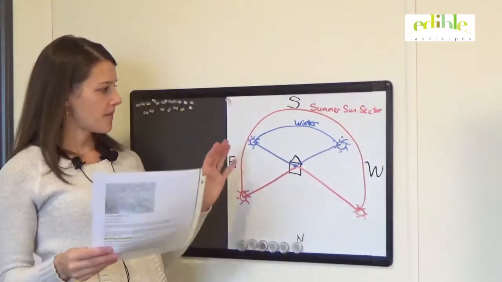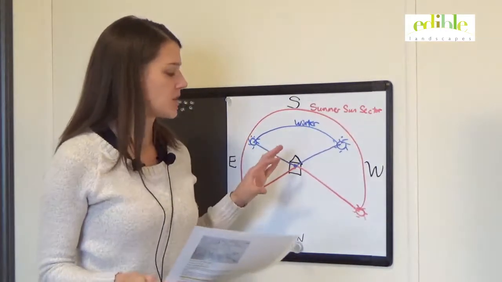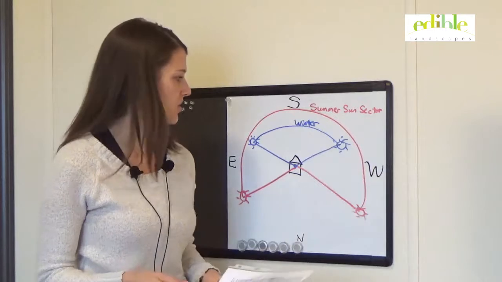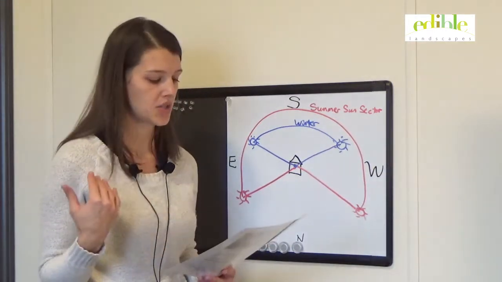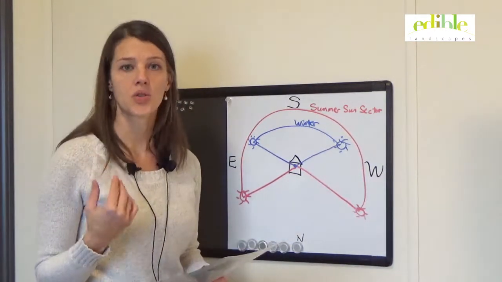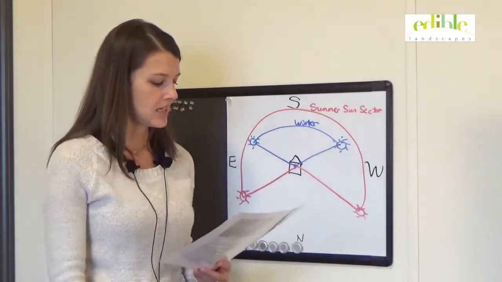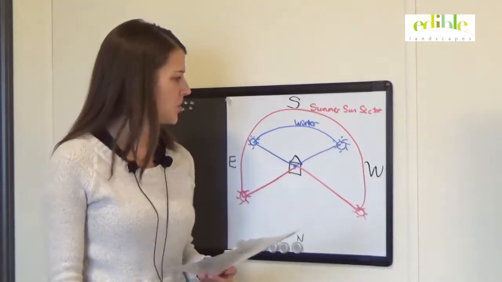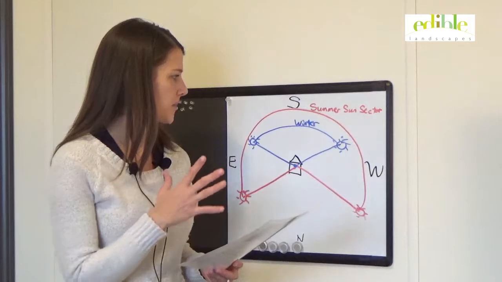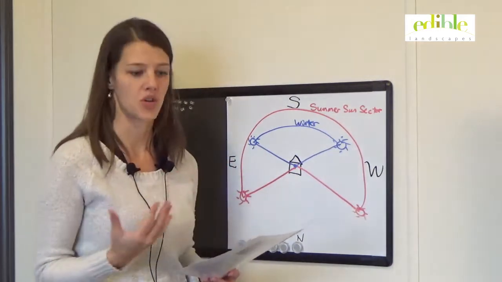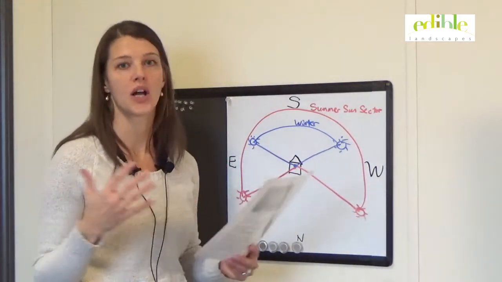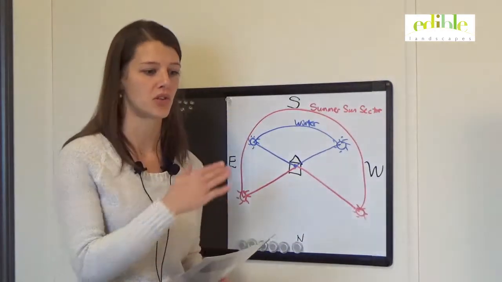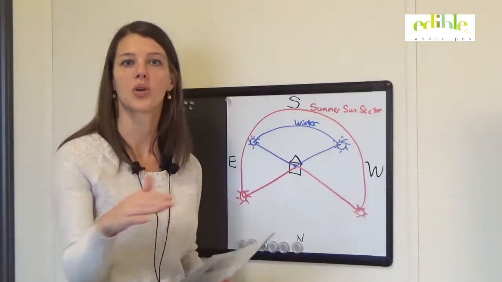So we can use this sun sector to our advantage. So we can figure out if we want to plant deciduous trees or not. And that's usually dependent on how far away from an ocean you are, whether you have really hot summers and really cold winters, or whether it's kind of more stable temperature all year round.